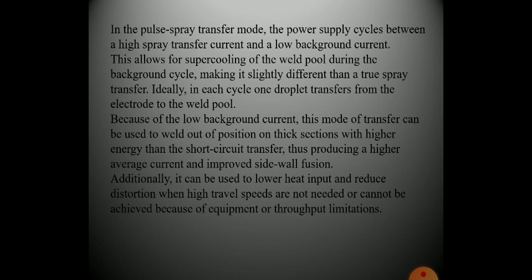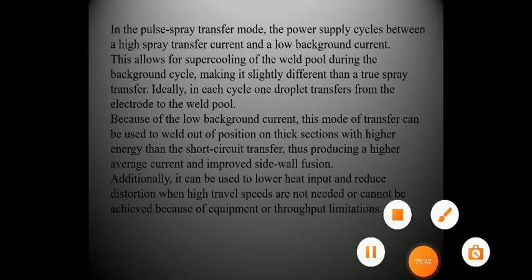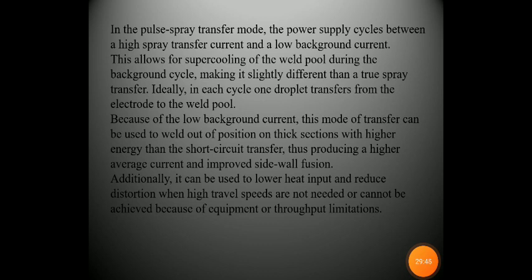Because of the low background current, this mode of transfer can be used to weld out of position on thick sections with higher energy than the short circuit transfer, thus producing a higher average current as well, and improving sidewall fusion. Additionally, it can be used to lower heat input and reduce distortion when high travel speeds are not needed or cannot be achieved because of equipment or throughput limitations.